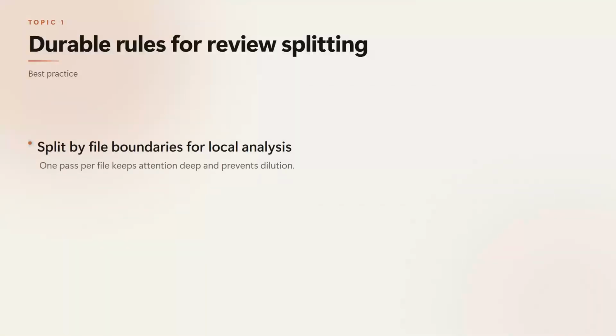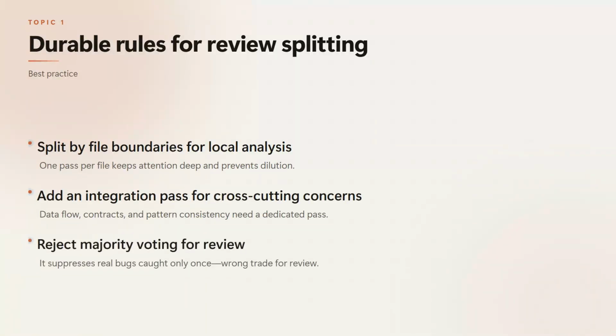The durable rule is, when a review covers more than a handful of files, split it into per-file local passes and a separate integration pass. This is true regardless of the model or context window size, because attention dilution is a fundamental limitation of single-pass review.